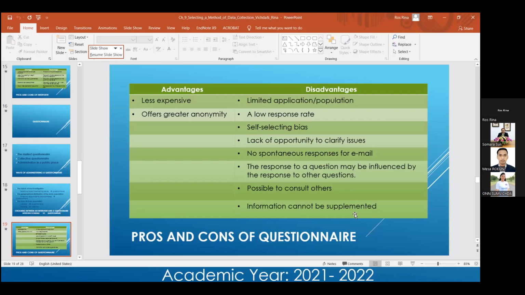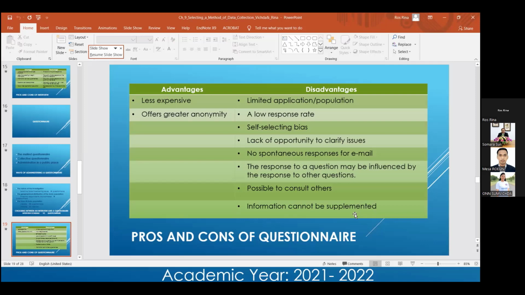And another one is lack of opportunity to clarify the issue. Maybe we just give them the list of the questionnaire, and as the researcher, they don't have time to explain what happened about their topic, about the questionnaire. So sometimes the respondents are not clear about the question, so they might give answers or information that are not clear enough.